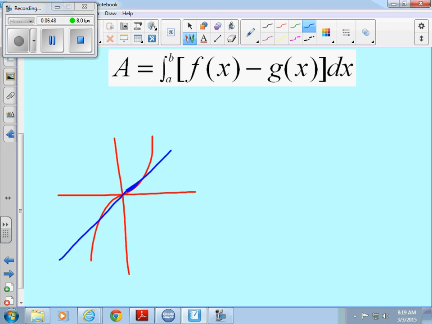So, what do I need to know? Two things I need to know. I need to know the endpoints, where those two graphs intersect. Well, one is probably something you could just see. 0. So I know this is the integral from 0 to something. Well, if I am doing this by hand, how would I find that other intersection?